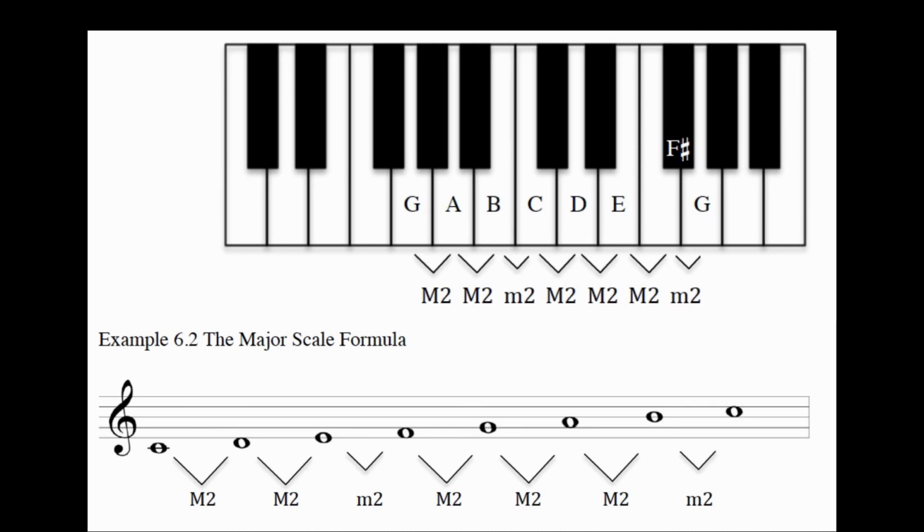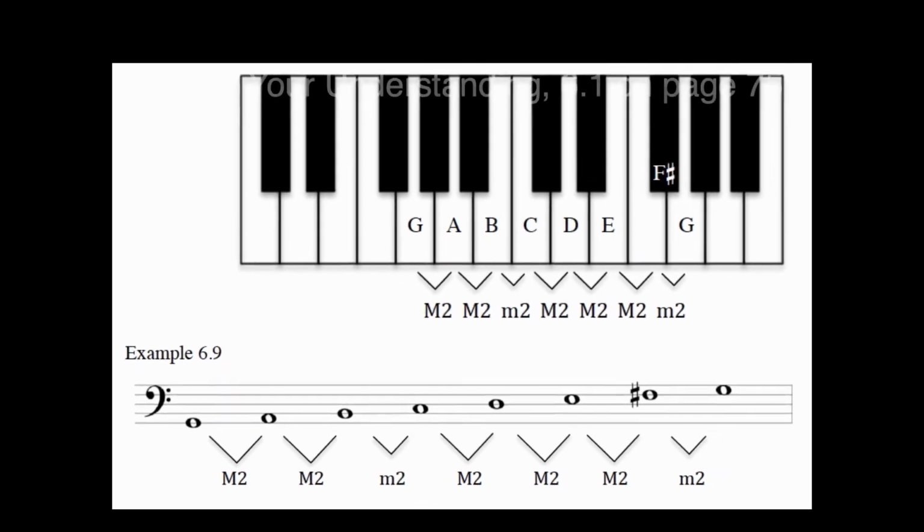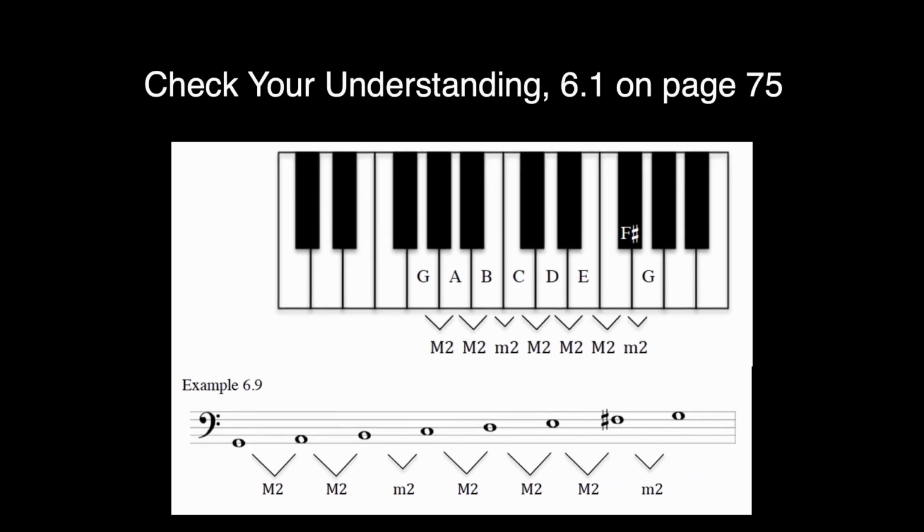Now this is what the G scale looks like on the staff using the F clef. You should play it on the piano to confirm that it really does sound like a major scale. You should go to Check Your Understanding 6.1 on page 75 and try writing the notes of the F major scale.